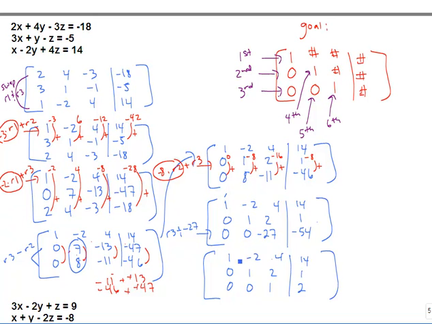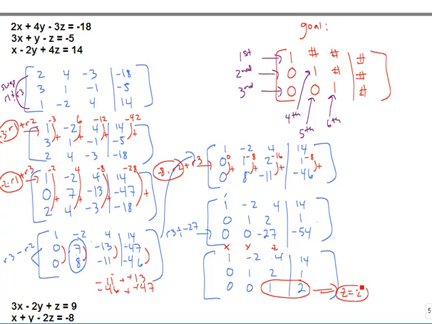We have all our 1s along the diagonal. We have all our 0s down below the diagonal. So we're ready to get our final solution. Column 1 is x, column 2 is y, column 3 is z. So right here, what we're getting is that z must be 2. So there's part of our answer.